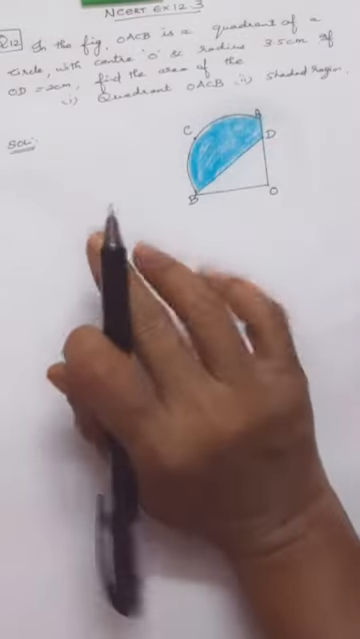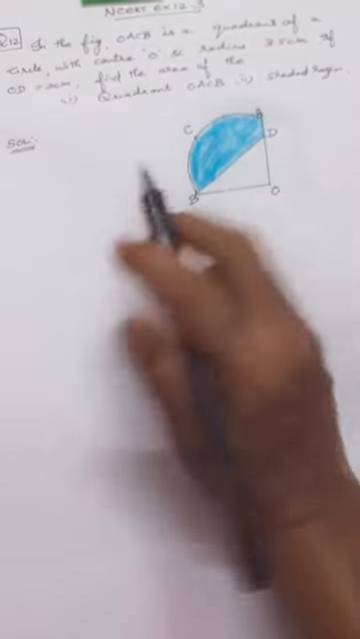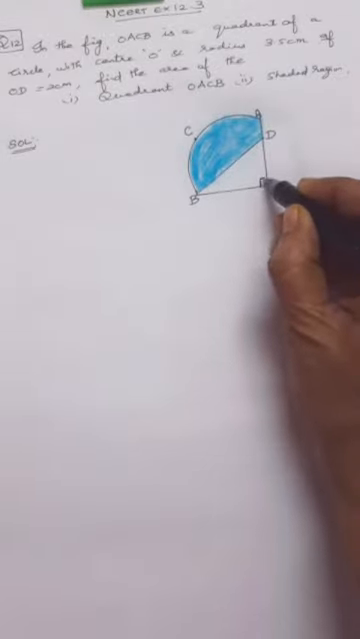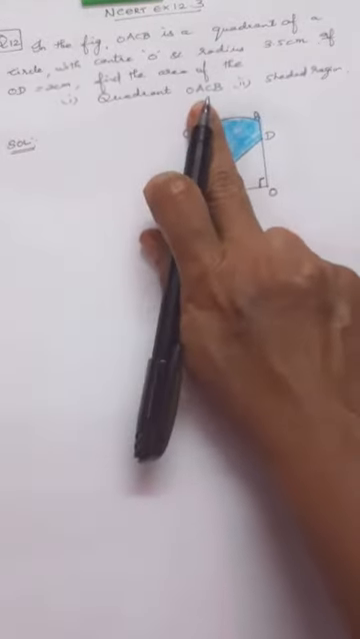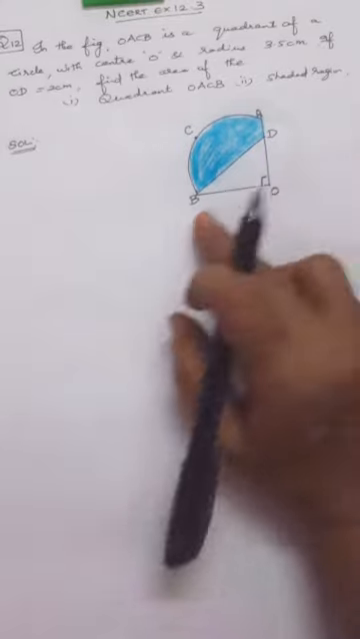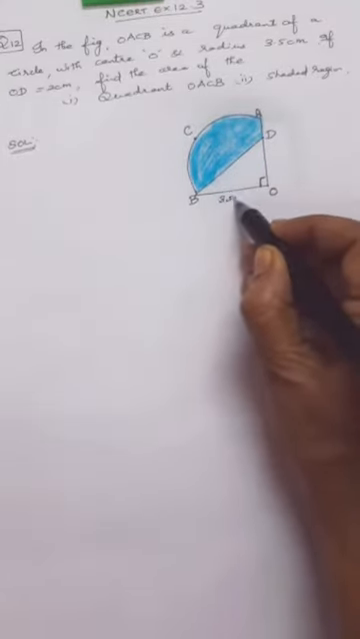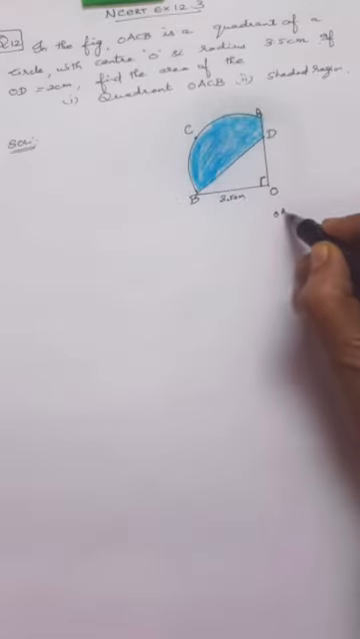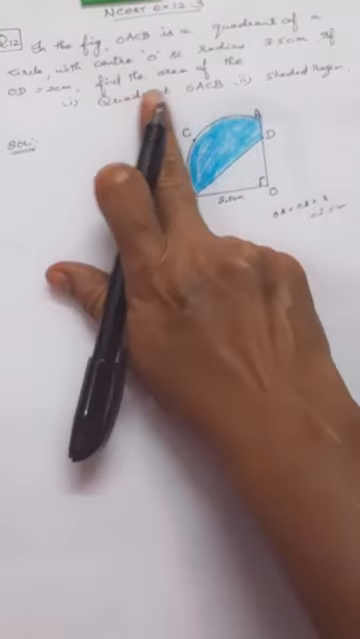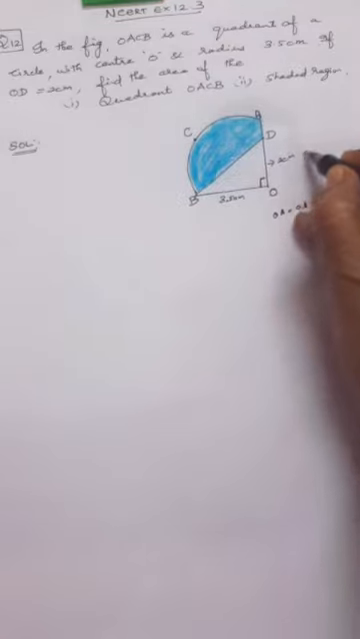So it will be easy for us to step into the solution part. It's a quadrant that is given, and the radius is 3.5 centimeter. So this OB is 3.5 centimeter. OA equal to OB equal to radius 3.5 centimeter, and OD is given as 2 centimeter.